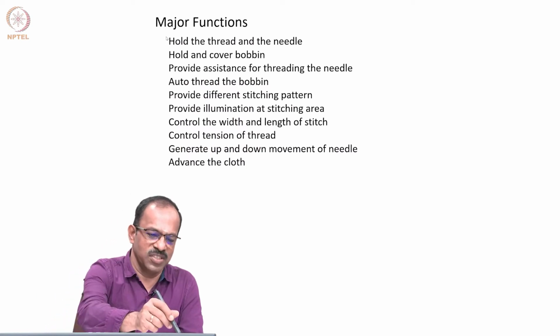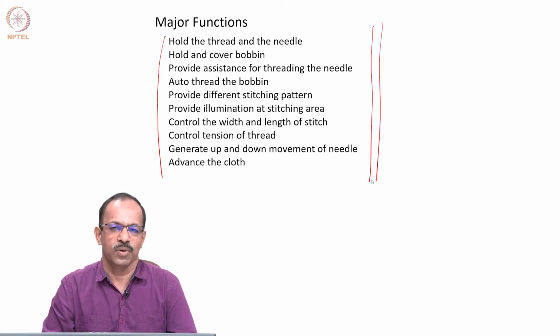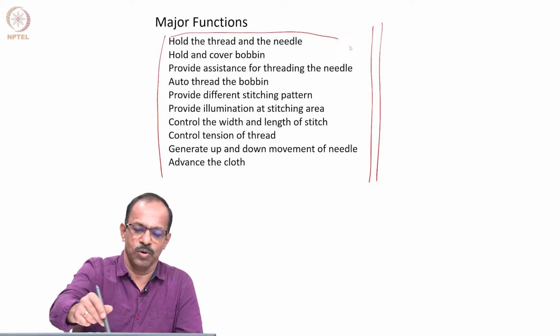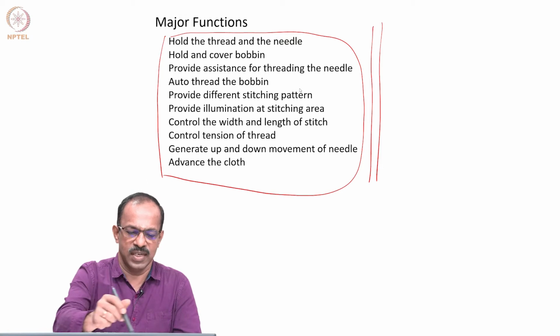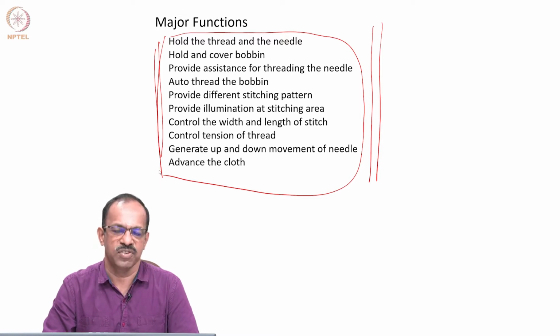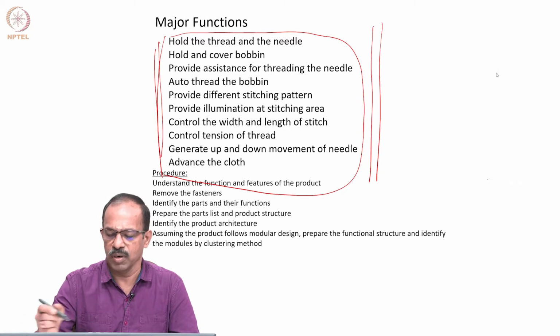Okay, so the major functions are given here. If you want to say a single function, basically it is to join cloth, that is, I can join two pieces of cloth or any other suitable materials, in order to develop fabric, or a dress and other things. But in order to achieve that, you need to have many things. So you have to do many sub functions, like hold the thread and the needle, hold and cover the bobbin, provide assistance for threading the needle. These are all the sub functions needed within the product. Just a few of them are listed here. And then we need to see how each part is contributing to provide these functions.